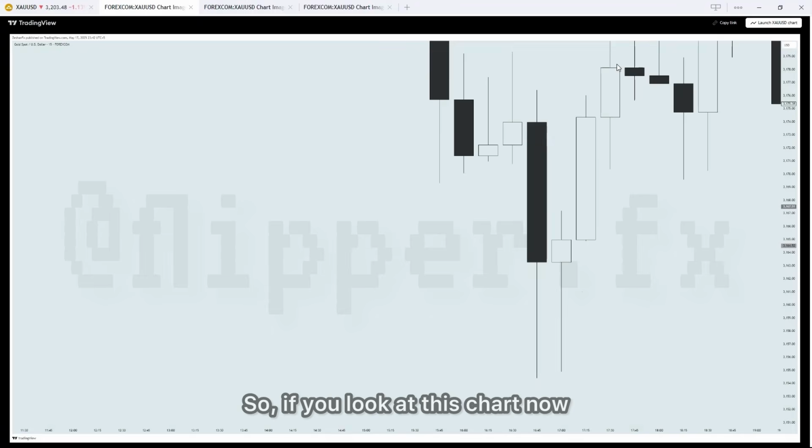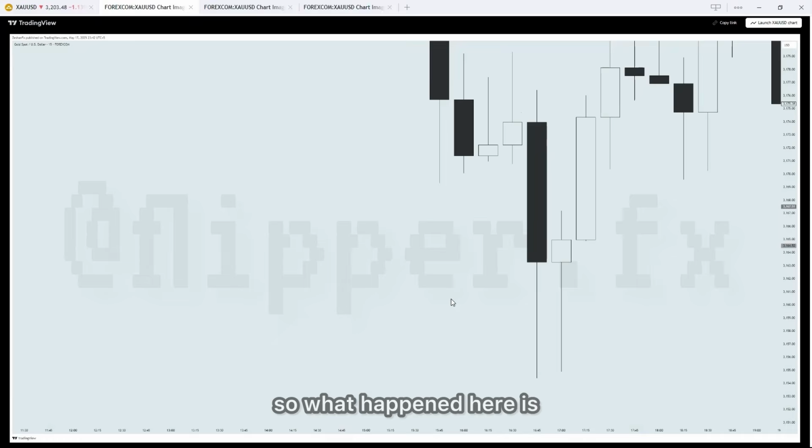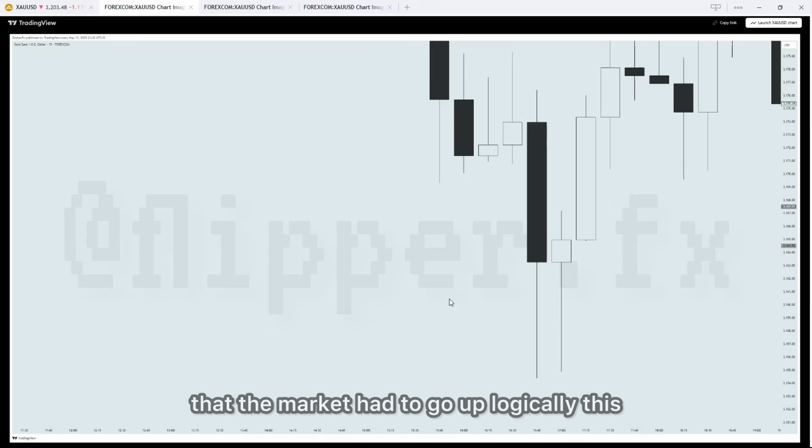If you look at this chart now, if you look at this sell candle from here, the market has moved down aggressively, and then with the same momentum with which the market dropped, the market went up. So what happened here is that the market had to go up. Logically, this is a momentum candle.